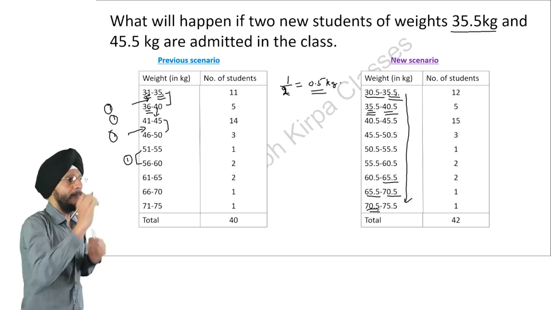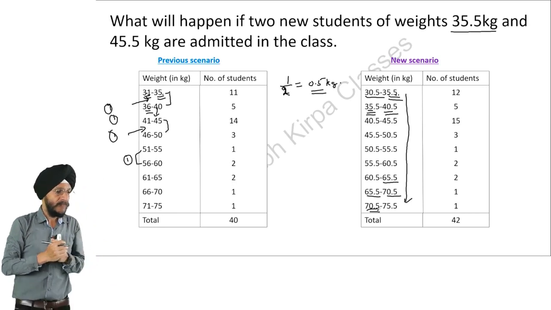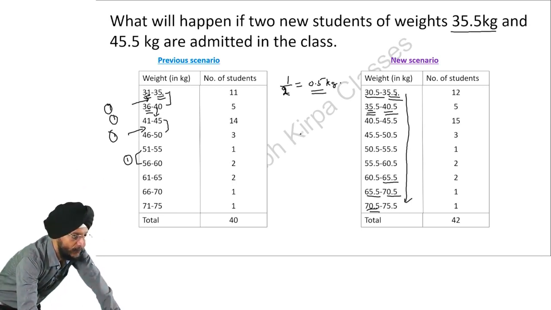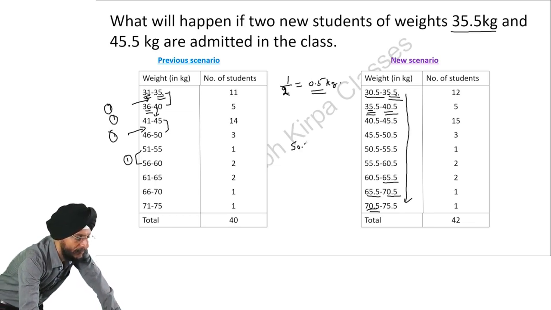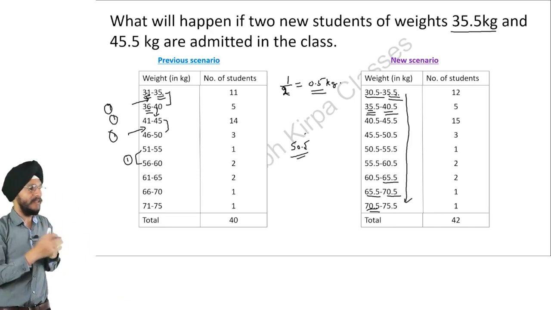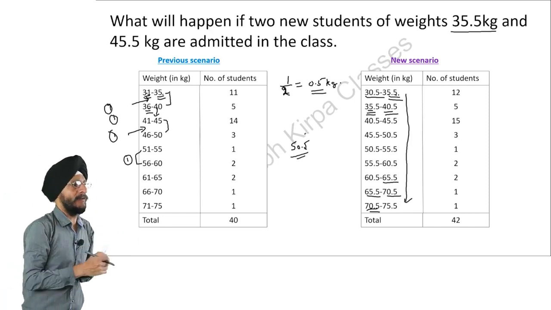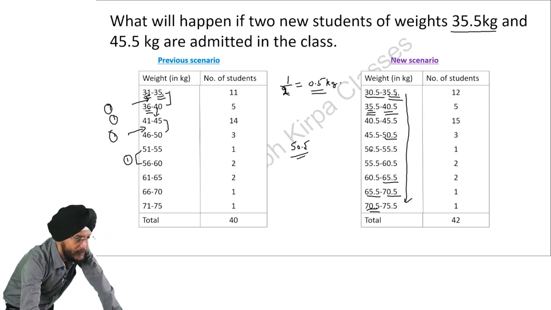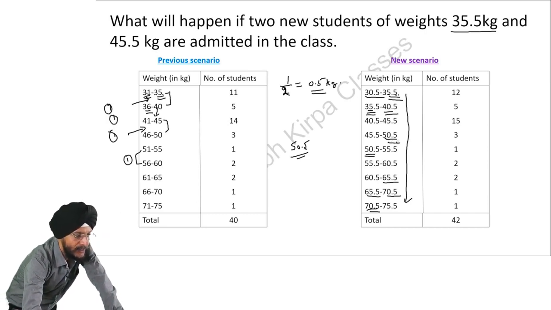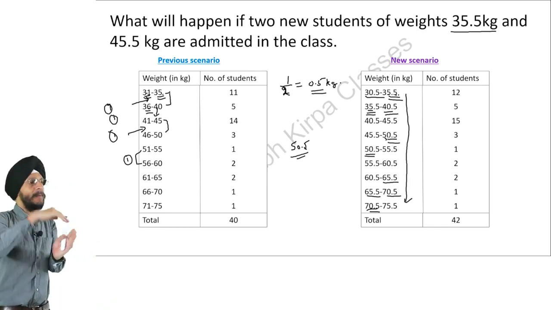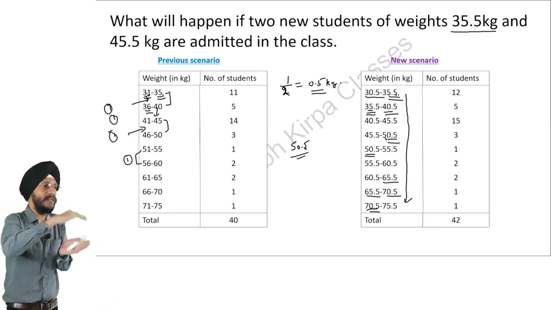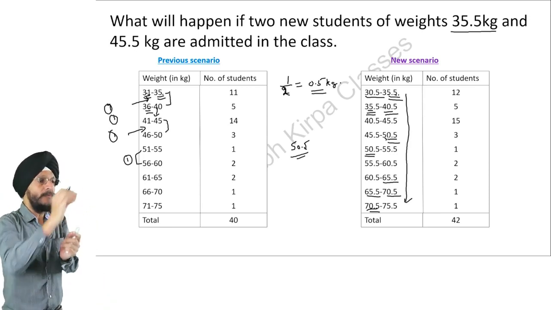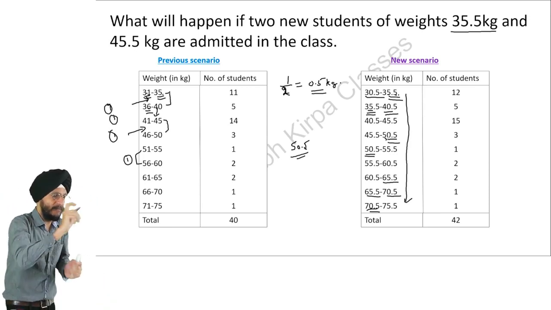Now there is an important point which is to be noted. Suppose there is an entry of say 50.5 kg in the class. Now where will you add 50.5? Because you can add it here, you can add it here also. If you add it at both the places, the entry will become double. The students will increase by 2, whereas it will actually be increasing by 1.